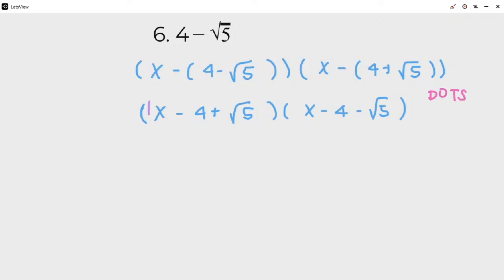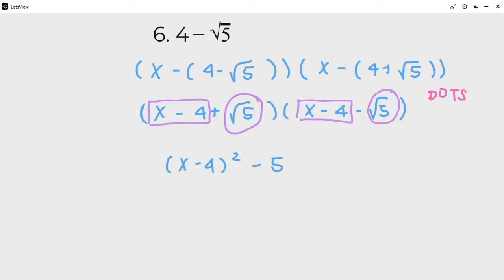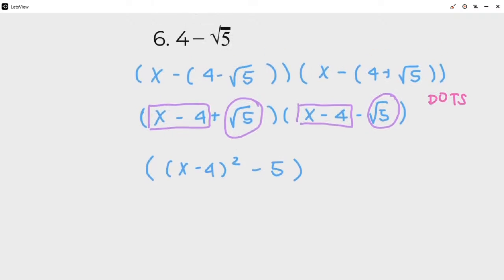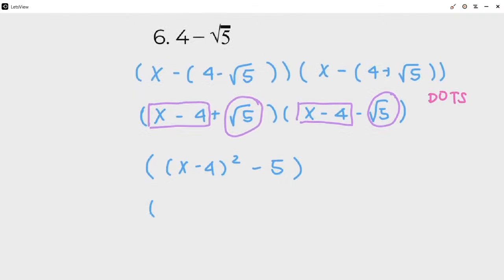So if we group these two and call this our A, and the rad 5 is going to be our B, that would be x minus 4 squared minus 5, because rad 5 squared is 5. So now we just have to figure out what x minus 4 squared is. So if we use the special theorem, that's x squared minus 8x plus 16, and then we have our minus 5. So it's going to be x squared minus 8x plus 11. So this would be the polynomial.